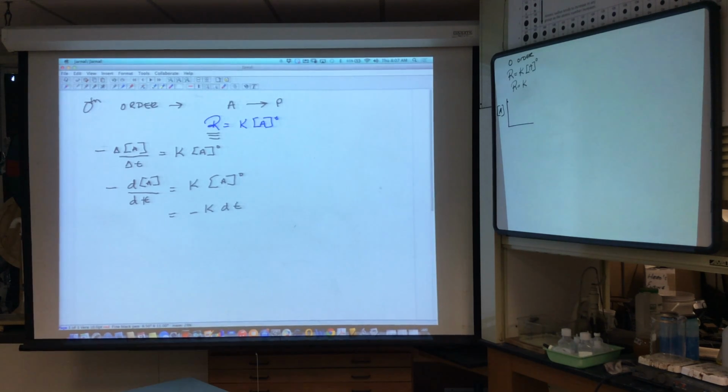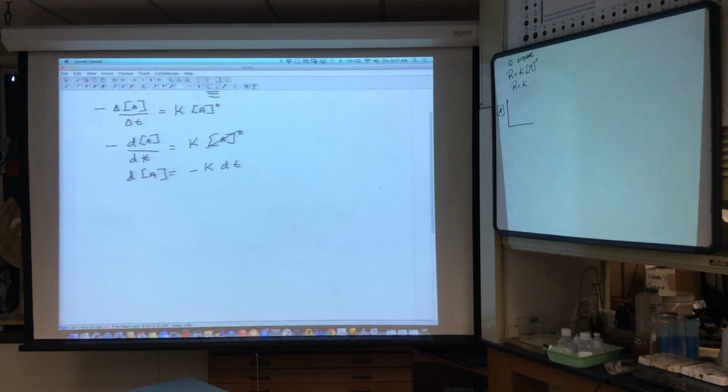Okay, and A to the 0, well, that's 1, so that doesn't do anything. So what I have is d of A equals negative k dt. All right, now I am going to integrate.